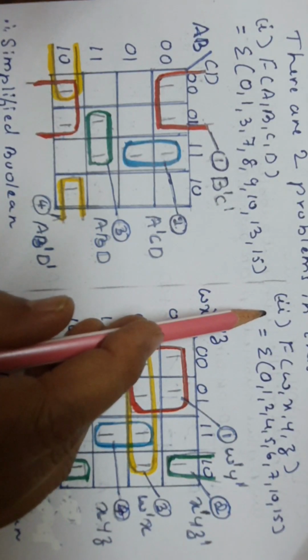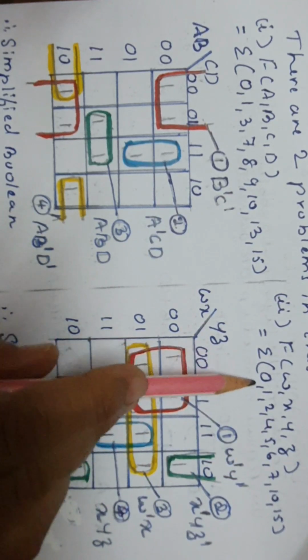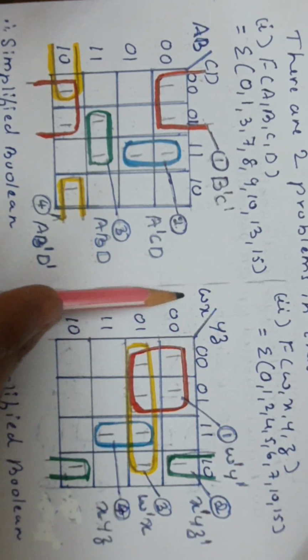So this is the second problem in this question. F of WXYZ equal to sigma M of 0, 1, 2, 4, 5, 6, 7, 10, 15. Here, because there are 4 variables, 2 raised to 4, 16 squares are drawn. Then W, X, Y, Z are the input variables. WX are written here, YZ are written here. There are 4 combinations of input. For WX, 0, 0, 0, 1, 1, 0, 1, 1 are written here. For YZ, 0, 0, 0, 1, 1, 0, 1, 1 are written here.